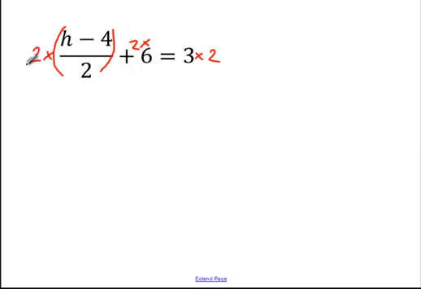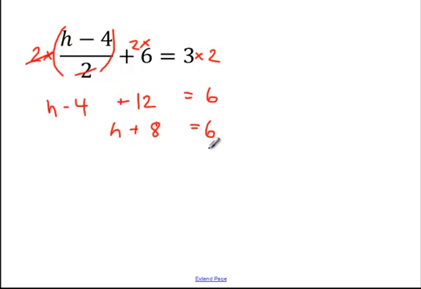Okay, so in this first term here, that cancels out because I'm multiplying and dividing by 2. So for that one, I'm just left with h minus 4 plus 2 times 6, which is 12, is equal to 3 times 2, which is 6. Okay, now you've got some numbers you can simplify here because I've got h minus 4 plus 12. Well, minus 4 plus 12 is just 8. So this is just h plus 8 is equal to 6.